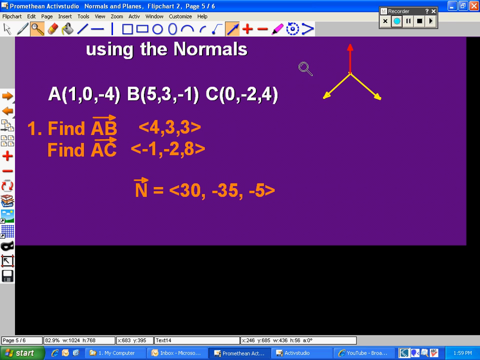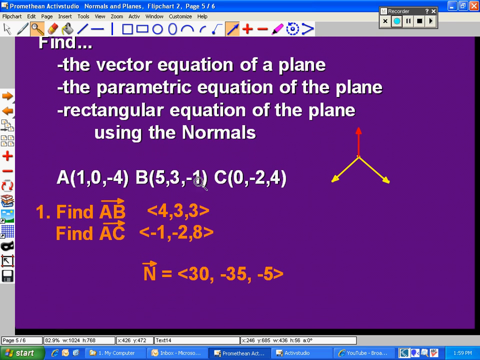So remember our initial goal. Our initial goal was to find the rectangular equation of the plane using normal vectors. So we started with these 3 points. We found the cross product. We got a normal vector. This normal vector is perpendicular to not only the 2 vectors AB and AC, but it's also perpendicular to the plane, which includes vectors AB and AC. So there's the plane. And the normal vector is perpendicular to the plane.